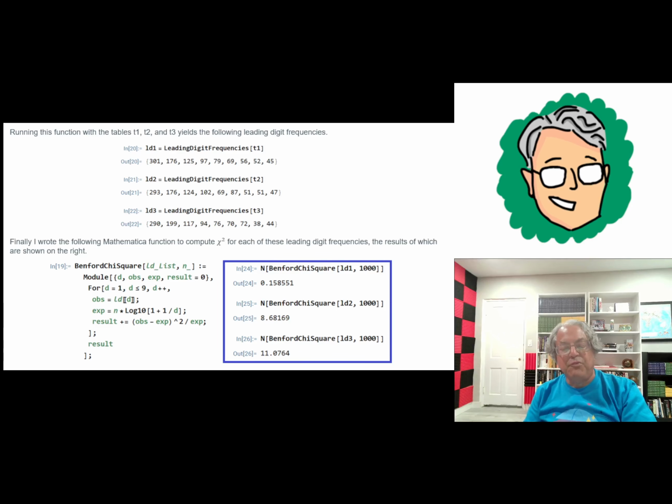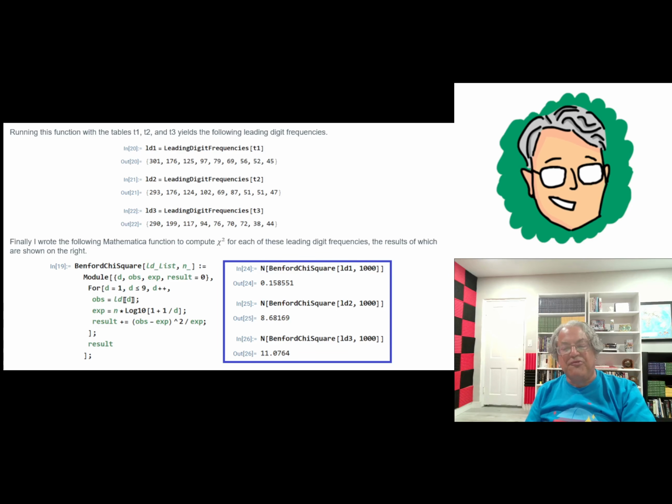First of all, since our cutoff value was approximately 15.51, you can see that all three of these distributions have a chi-squared value that's less than that. That means they've all passed this test. As far as we can tell, all three of these distributions do indeed obey Benford's law. They passed our hypothesis test at the 5% cutoff value.